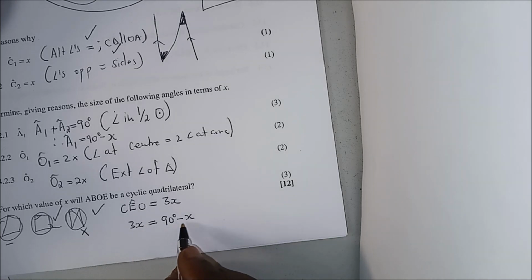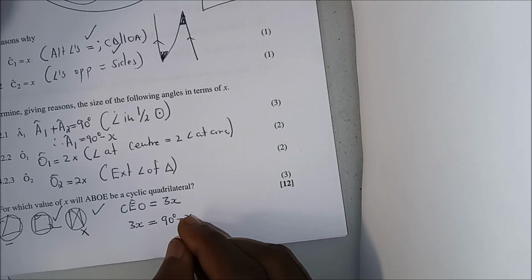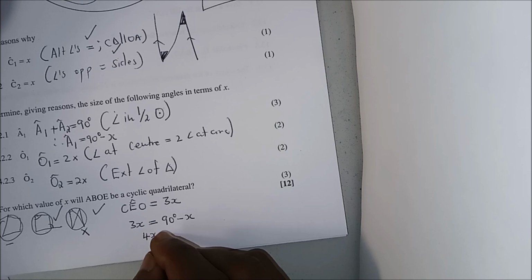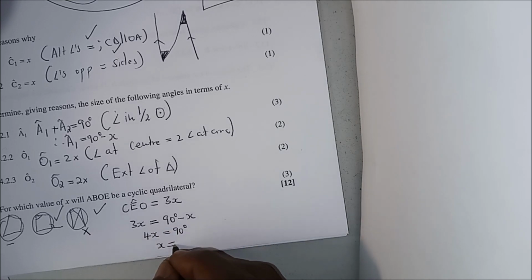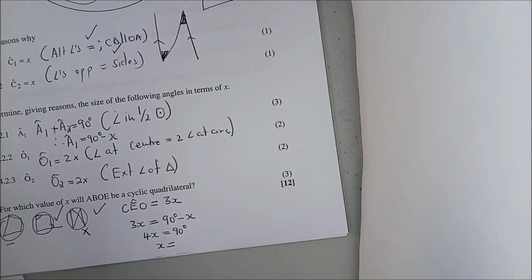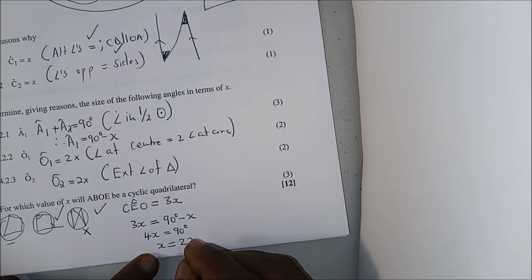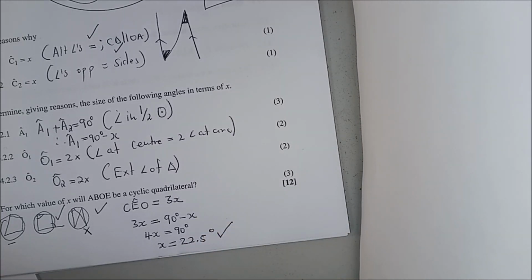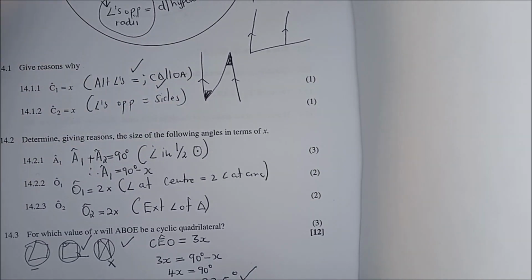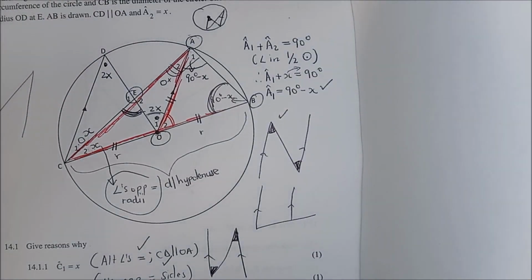Now, if you solve for x here, if you transpose x to the other side, you will have 4x equal 90 degrees. And then to solve for x, you divide both sides by 4. So let's check what is the value of x if you divide 90 by 4. The value of x will be 22.5 degrees. So if the value of x is 22.5 degrees, the figure will be a cyclic quad. There are so many approaches that we can use.